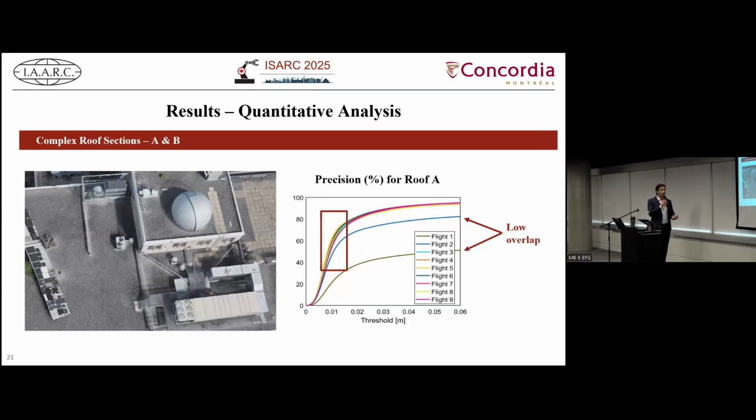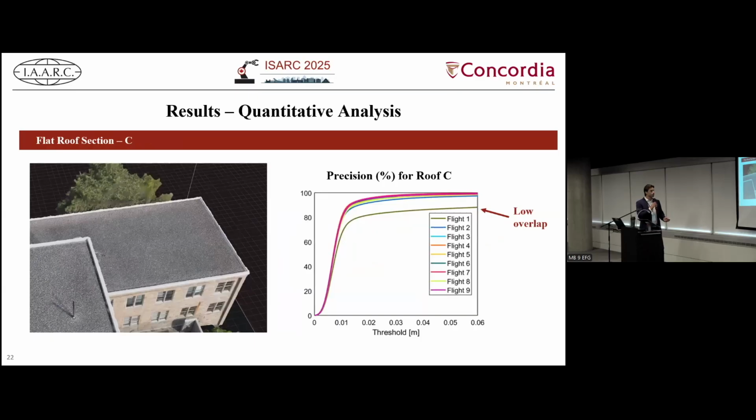Just looking at some specific results for the different roof sections, for complex roof sections, which are A and B, we were able to see that the low overlap had significantly poorer results here. You can see in the graph. And generally, the other ones were pretty close together at all threshold levels. When looking at the flat roof section, they also stayed very close together. And even with the low overlaps, most of them performed well besides one. And I'll get to the implications of that later.